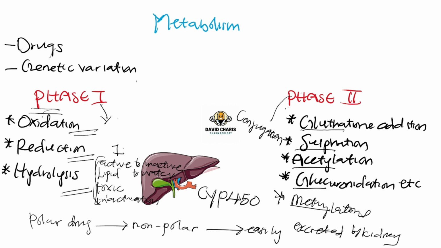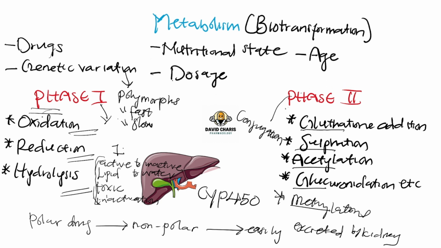We also have genetic variation, whereby some metabolizing enzymes of drugs might exist in different forms, which we refer to as drug polymorphism or genetic polymorphism. So they are polymorphs. They exist in different variants. This can make a patient either a fast metabolizer or a slow metabolizer of some drugs.